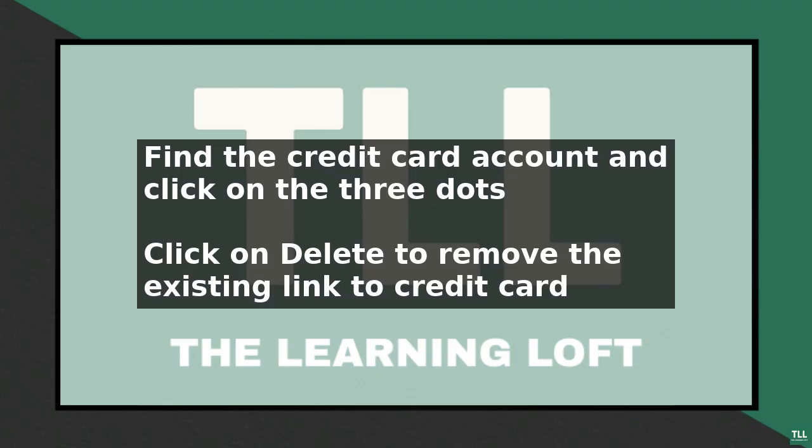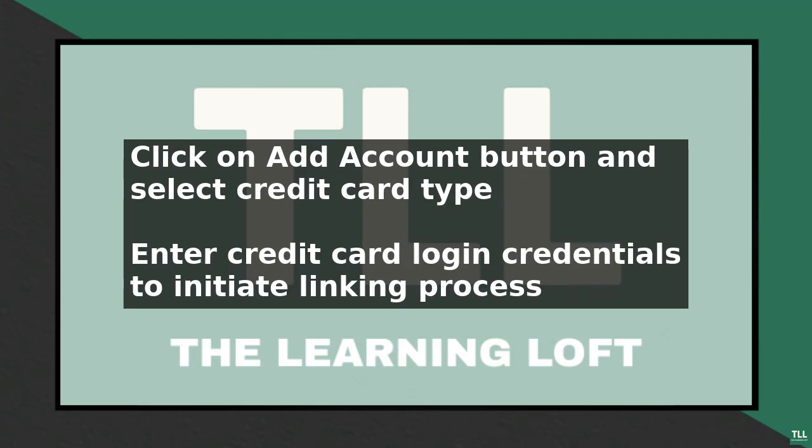Now, to relink your credit card, click on the Add Account button and select the type of account you want to add. In this case, a credit card. You will be prompted to enter your credit card login credentials, which may include your username, password, and other security details. Enter the required information and click on the Link Account button. Awardwallet will then attempt to connect to your credit card account and retrieve the necessary information.